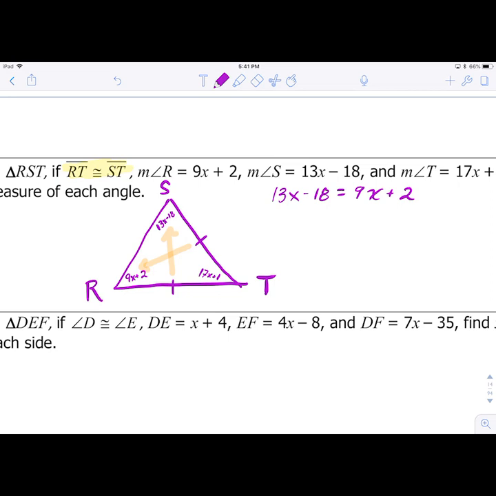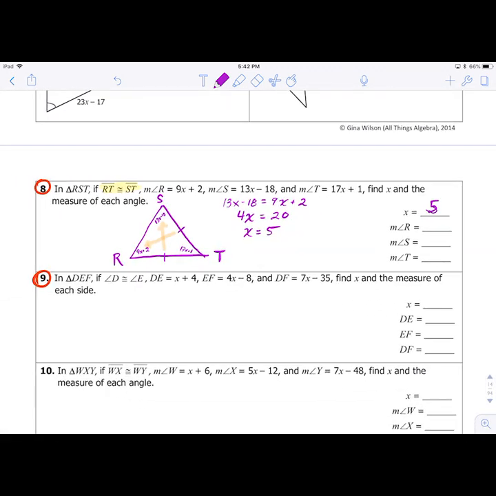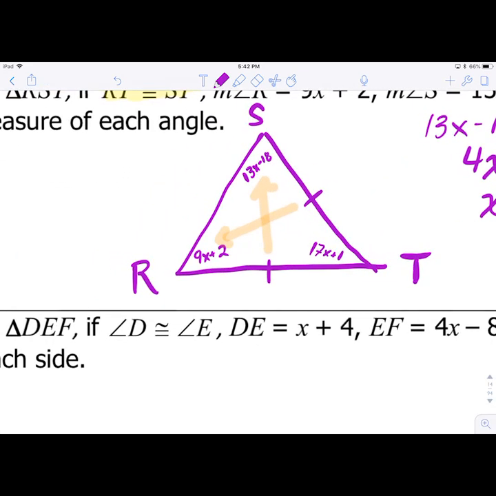13 minus 9, 4x. Add 18 on both sides, I get 20. X has to equal 5. All right. It says find the measure of each angle, so okay, well, let me do that. I know these two are going to be the same, so I just have to pick one angle to plug it back into. So let me do that for angle R, because I think that's the easiest.